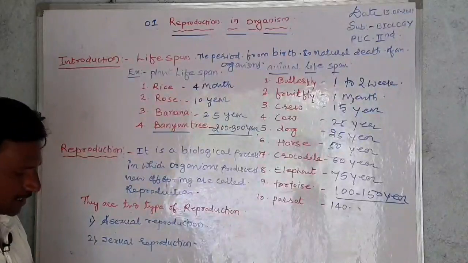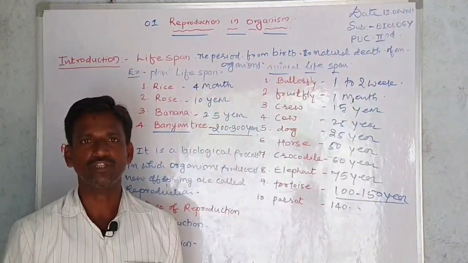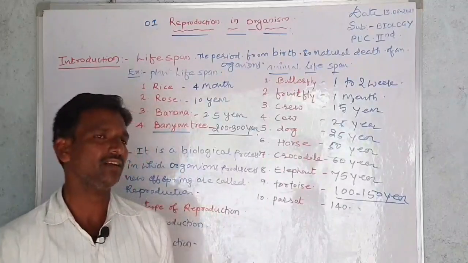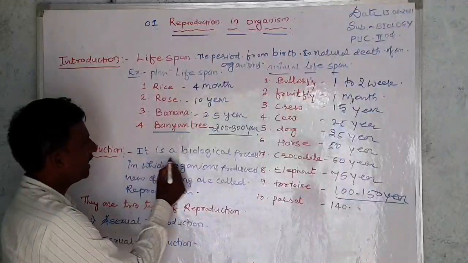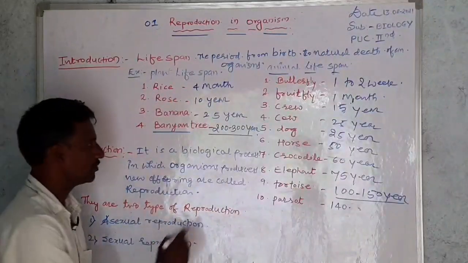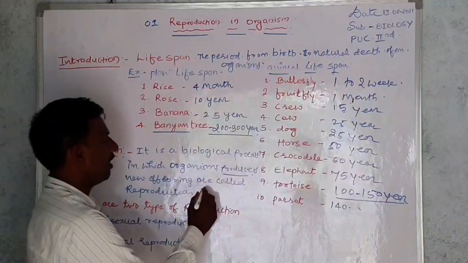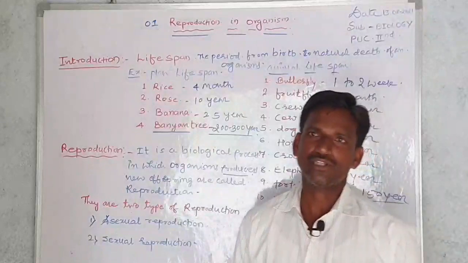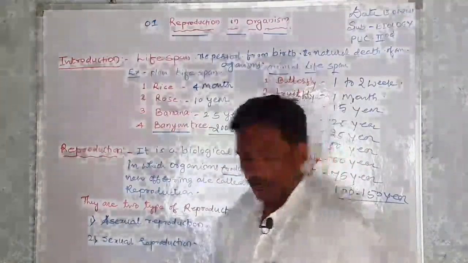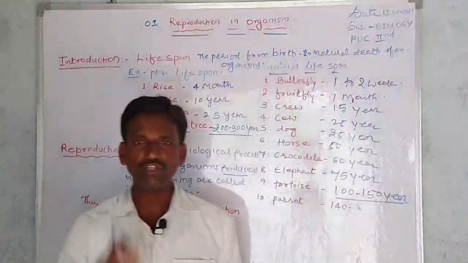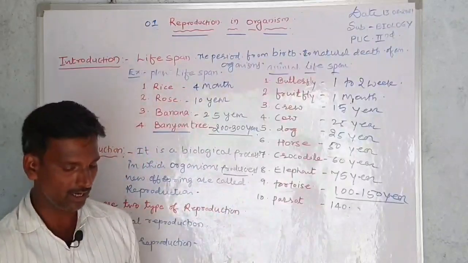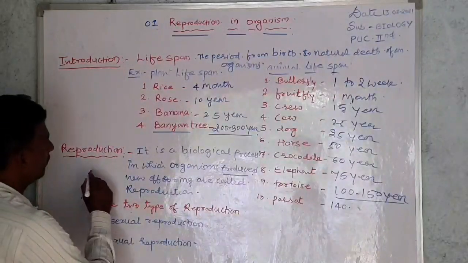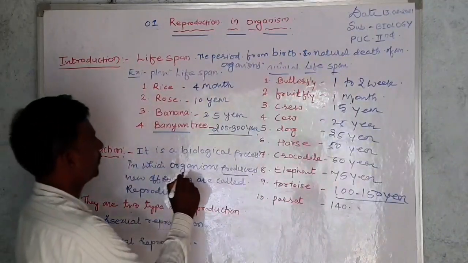Now the second concept, we are going to discuss reproduction. What is the meaning of reproduction, or define reproduction? Reproduction is a biological process in which organisms produce new offspring. So remember here, it is a biological process in which organisms produce new offspring, and this is a very important concept in this chapter.